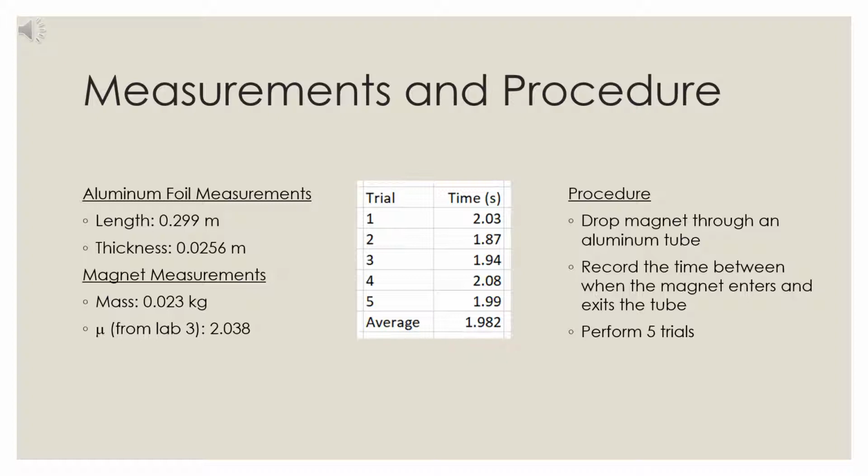For the procedure of this lab, I had to drop the magnet through the aluminum tube and record how much time had elapsed between when it entered the top and exited the bottom of the tube. Then I repeated the trial 4 more times and found the average time. My time trials are shown in the middle of this slide, and the average time I found was 1.982 seconds.